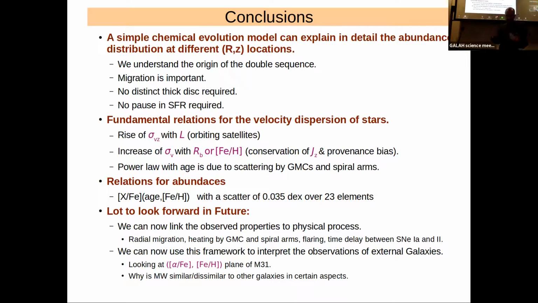And so to look forward in future, like I was saying in the beginning, what this tells you is that now you can explain the galaxy in terms of evolutionary models. So you can take the properties of the galaxies and link them to physical processes. And I think this is very important when you look at external galaxies, for example, M31, and you see the alpha over Fe plane, you could immediately say why this doesn't match with the Milky Way, what processes are different, and so on.